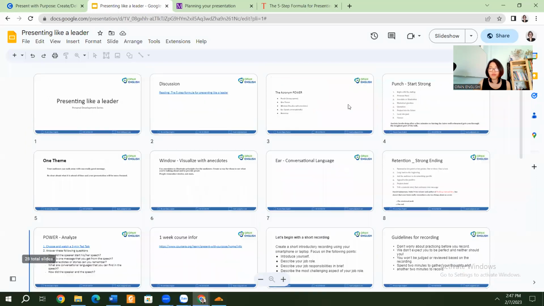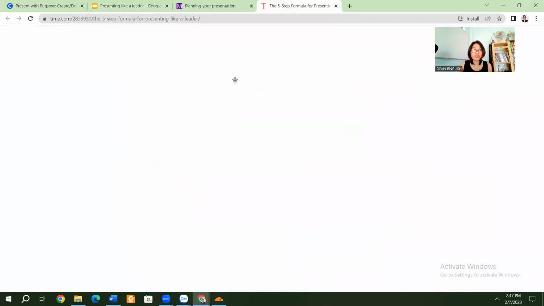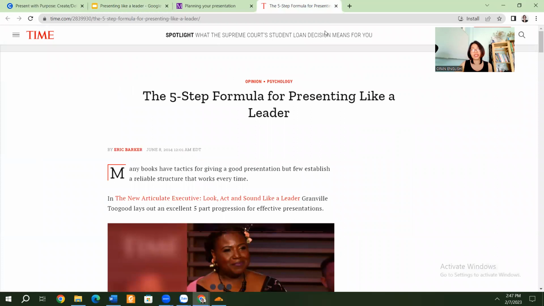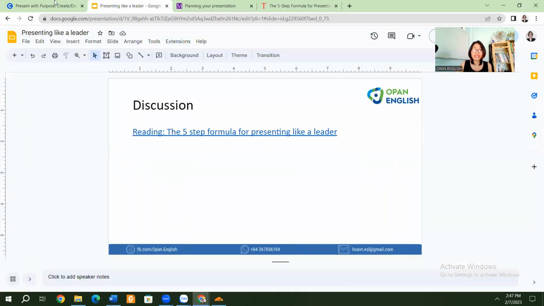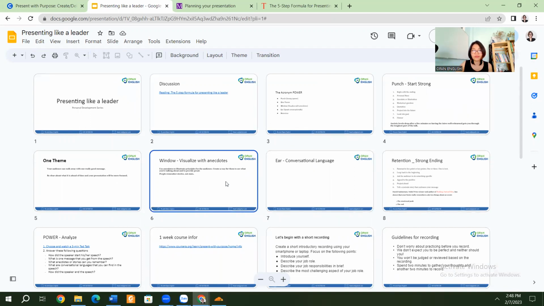So this is a slide presentation I used for the class about presenting like a leader. In this class, I asked my students to read an article about five-step formulas for presenting like leaders. They read that and take notes on the lessons they learned from the article, and then we discuss it in class.